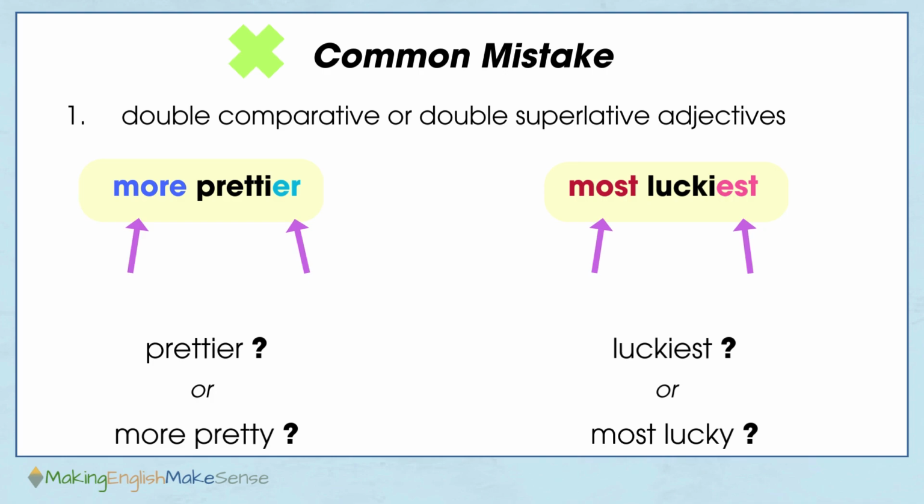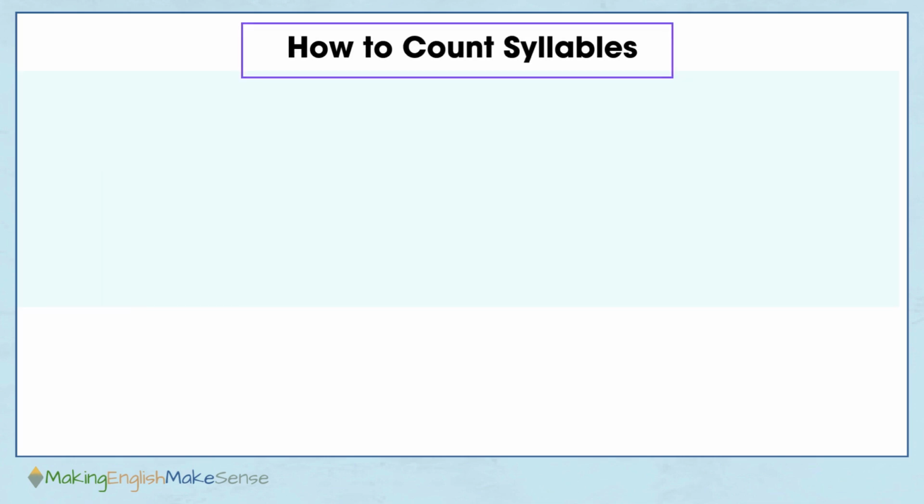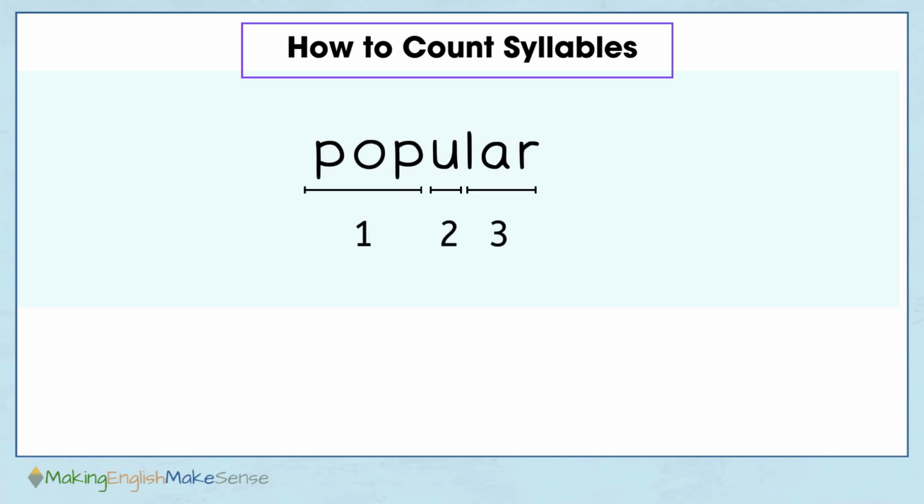So let's take a close look at the rules that we need to know. Knowing which rule to use to form a comparative or a superlative adjective depends mainly on how many syllables the adjective has. So before we continue, let's review how to identify the number of syllables in a word. I'm not going to go through the syllable rules in this video, but I do want to share a simple technique for counting syllables that I like to use with my students.